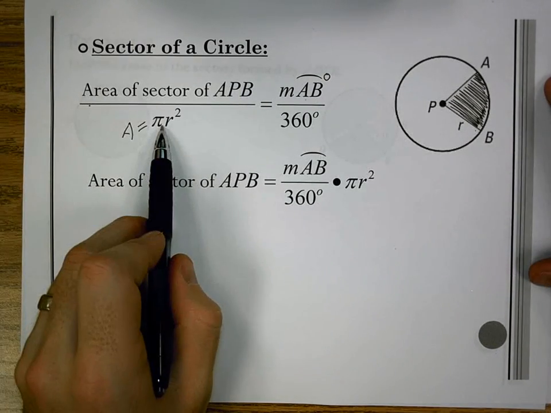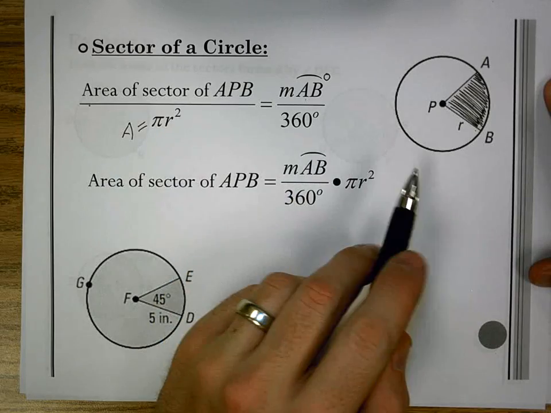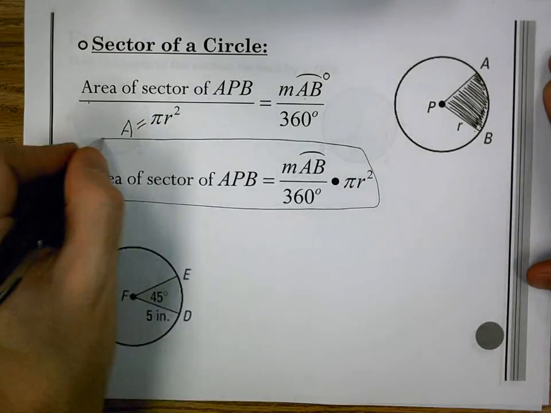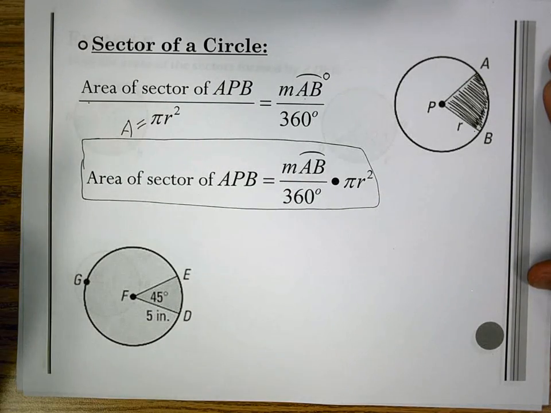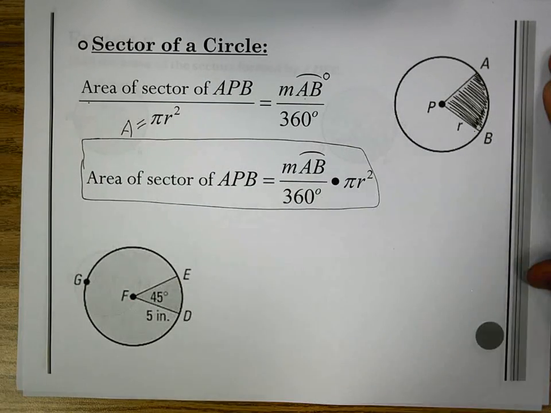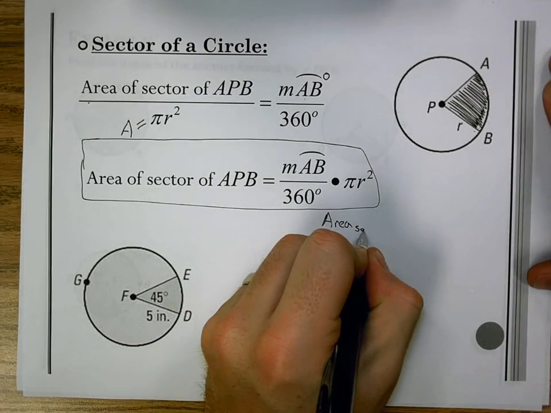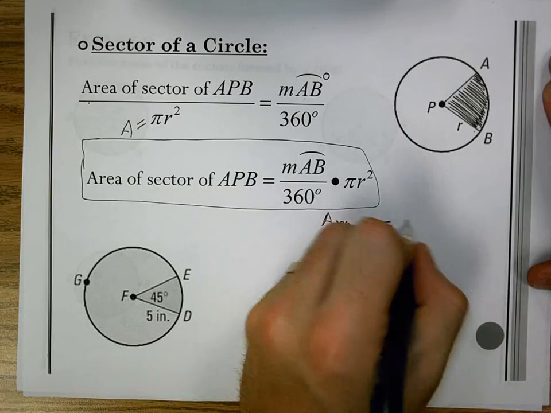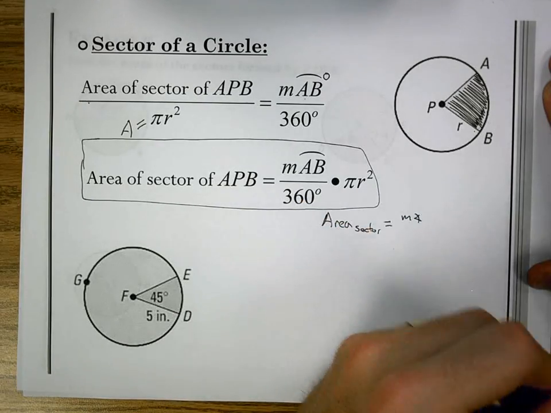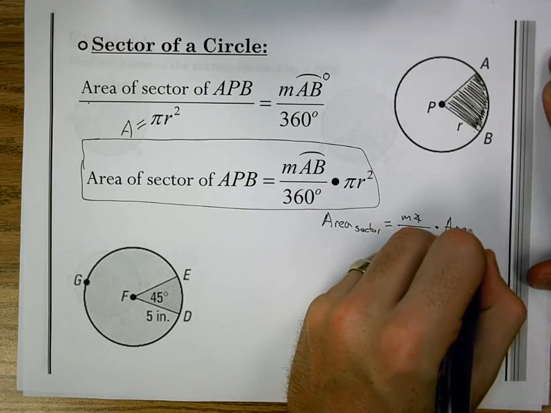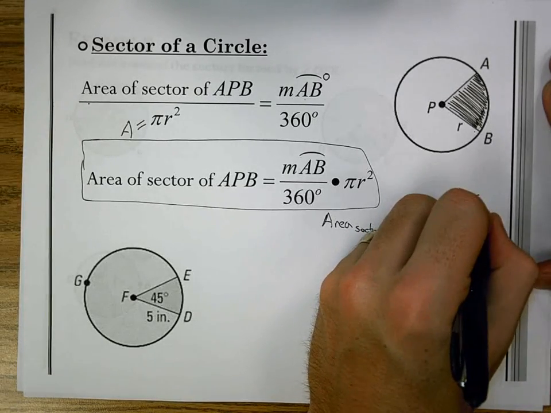But again, like earlier, I move over this pi r squared by multiplication, and I get the formula we're going to use. Now, this formula tells us the area of that sector is the measure of the arc over 360 times pi r squared. Or the area of the sector is equal to the measure of the angle, in degrees, over 360 times the area, which is, of course, pi r squared.